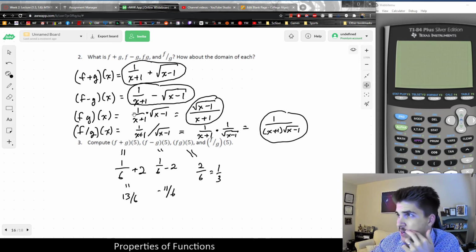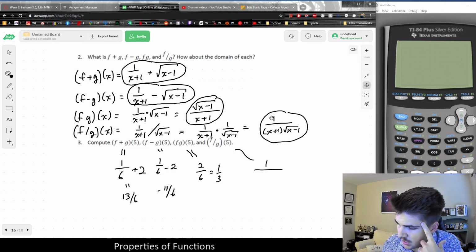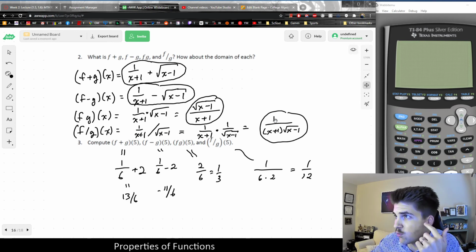And then f divided by g, again, if I have it over here, I could just use my algebraic simplification. And the point of actually doing the algebra is so that I could come up with a simplified function, which makes it easier to do the math. In some cases it might make it easier, in some cases it might be harder, but in this case that would be 1/12, because I would have 1 over 6 times 2.